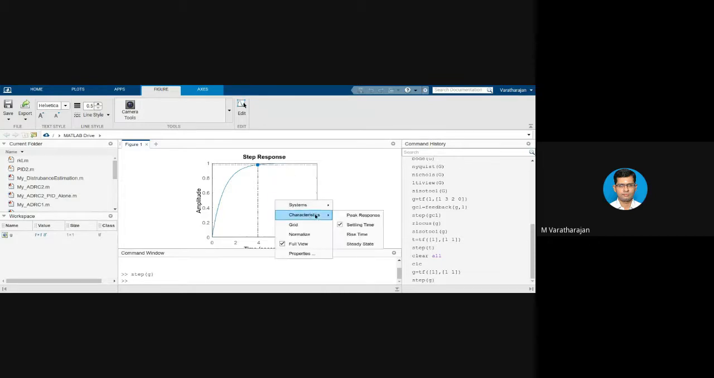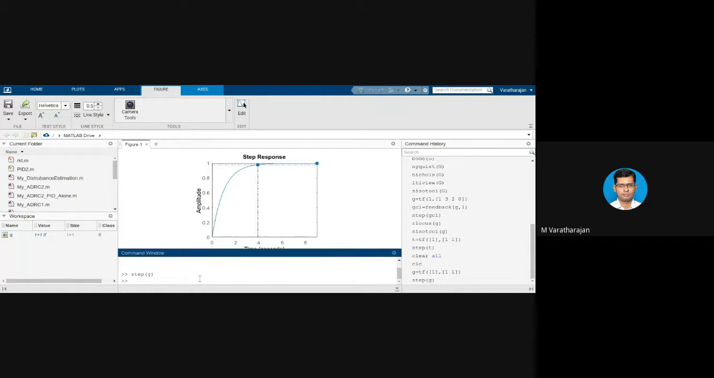Similarly, select peak response. I think for first order system there is no peak response. Let us select a steady state. So steady state value is here, and final value is equal to 1. This is one command. So the first task of the experiment is to analyze the effect of pole in a system, in first order system.